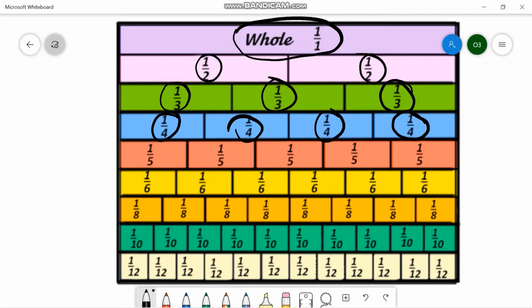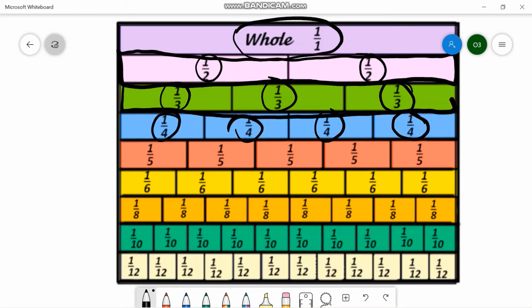Each strip is equal to one whole. So 3 1/3 is equal to one whole, 2 1/2 is equal to one whole, 4 1/4 is equal to one whole, and so forth, okay? So this is what we call a fraction wall. And how do we use this for comparing and ordering fractions? I'm going to show you, okay?